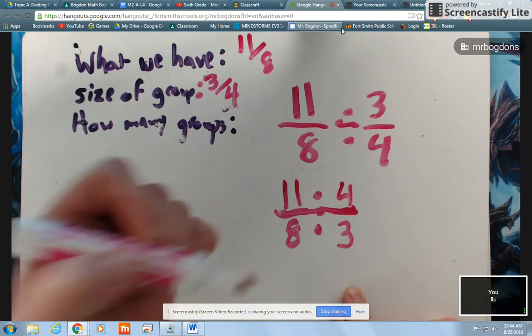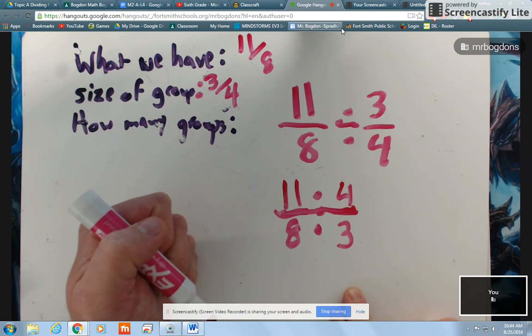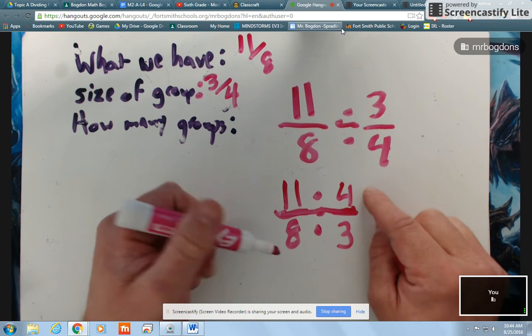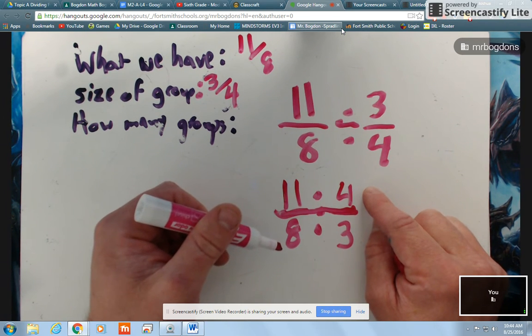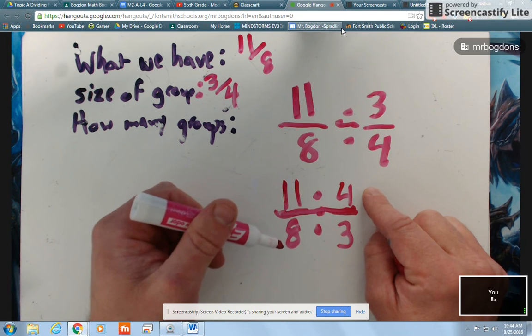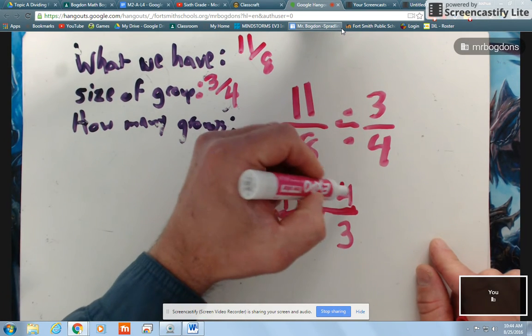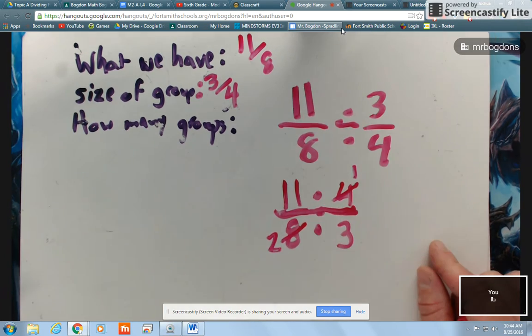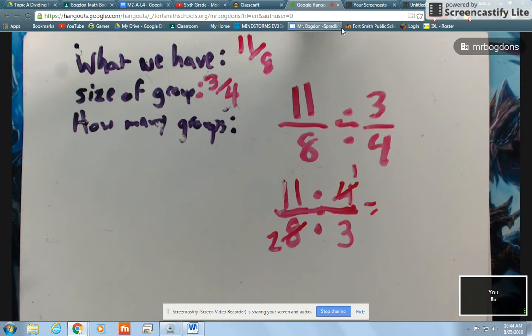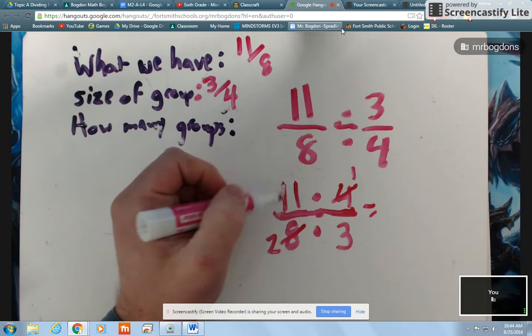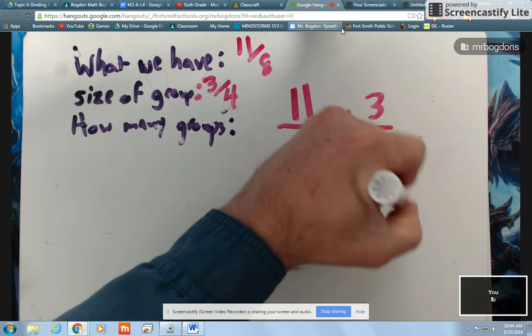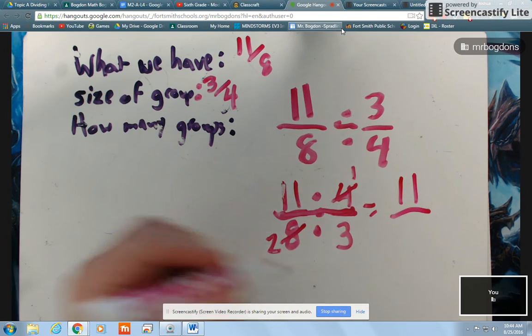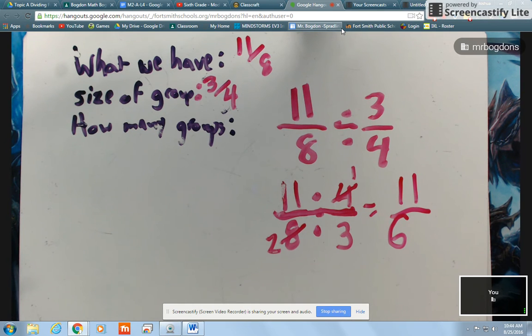I see I have a 4 and I have an 8. Aren't these both divisible by 2? Aren't these both divisible by 4? Yes. What is 4 divided by 4? What is 8 divided by 4? 2. Okay. So now I've just made my problem much easier to calculate. What's 11 times 1? 11. What is 2 times 3? 6. Okay, so now I have the improper fraction.